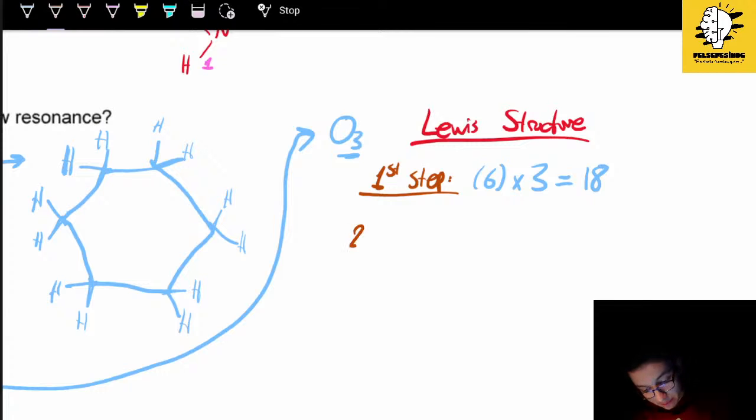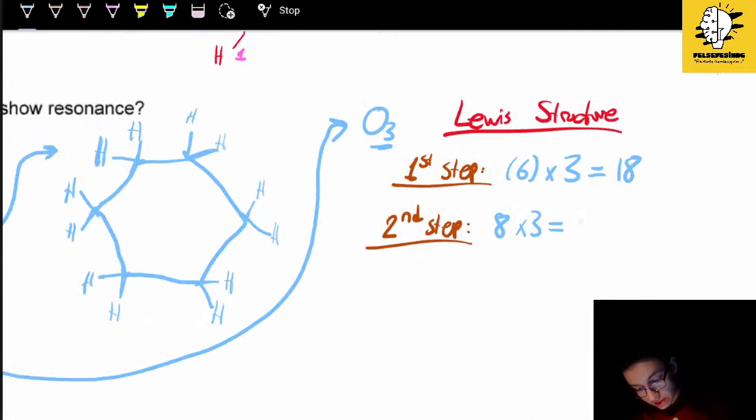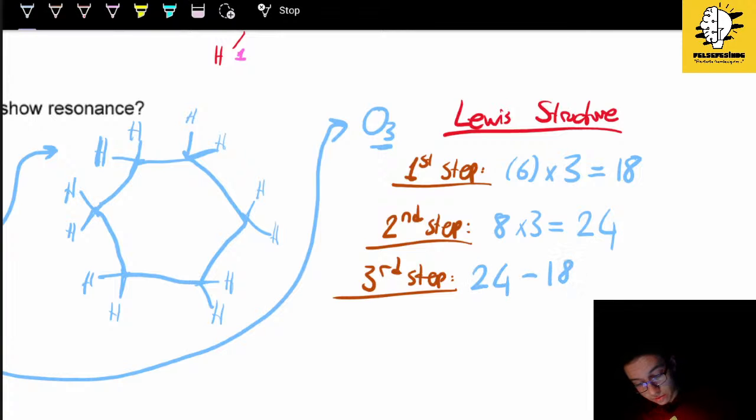In the second step, we check at how many electrons our atoms become stable. Since this is the octet rule, it will be 8 for oxygen, so 8 times 3 will give us 24. And let's do one more thing in the third step. We subtract 18 from 24, and we find 6. This is the number of bonding electrons.